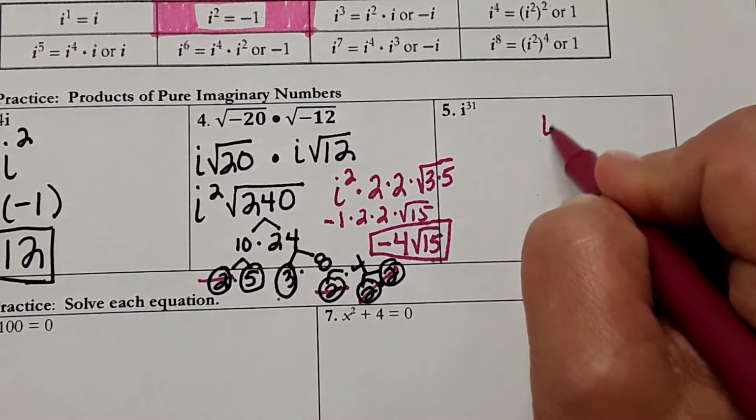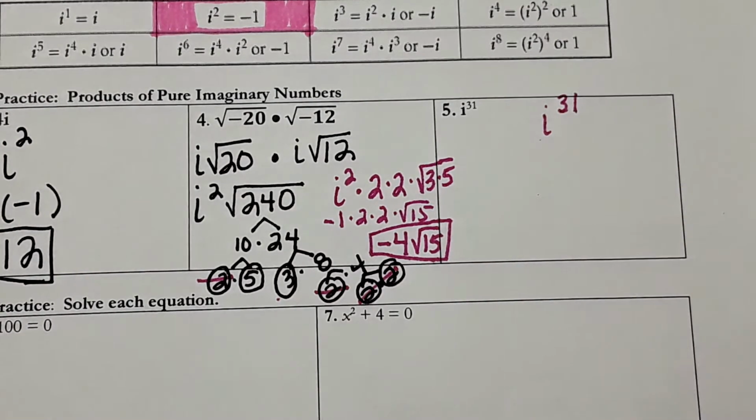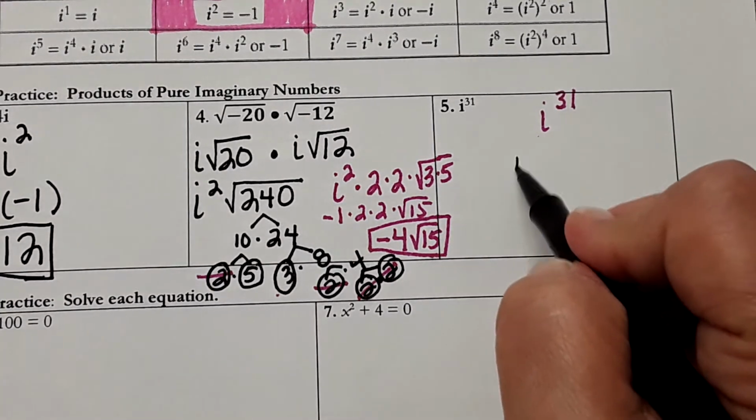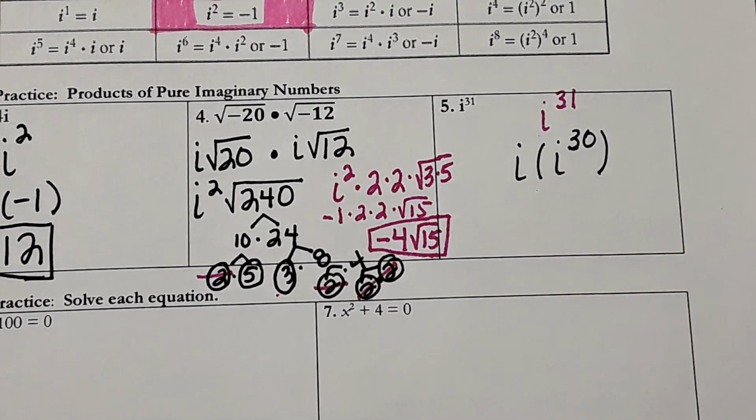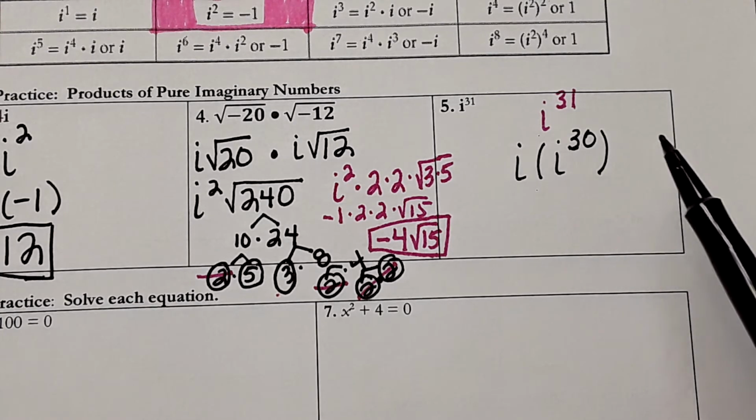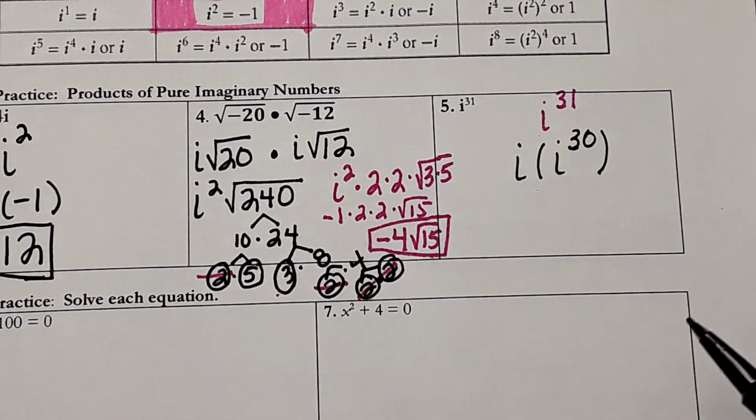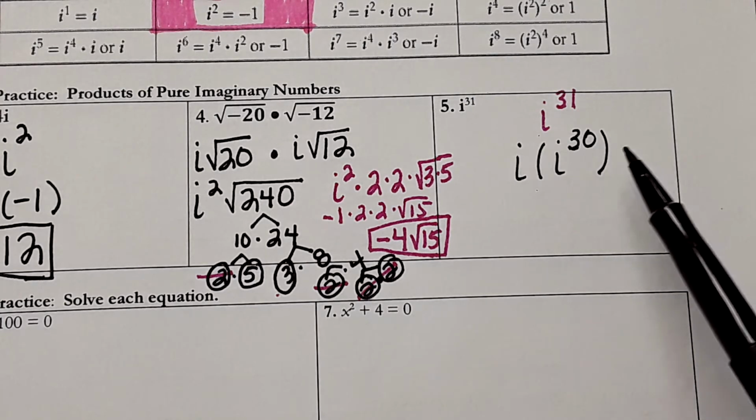Now I have i to the 31st power. Well, I can't really do i to the 31st power because the only thing that I know is that i squared equals -1. So what I can do is using my laws of exponents, I can break it down. I'm going to pull out an i, and then I'm going to do i to the 30th power. The reason I did that is because 2 is an even number and 30 is an even number. So I need my exponent to be an even number.